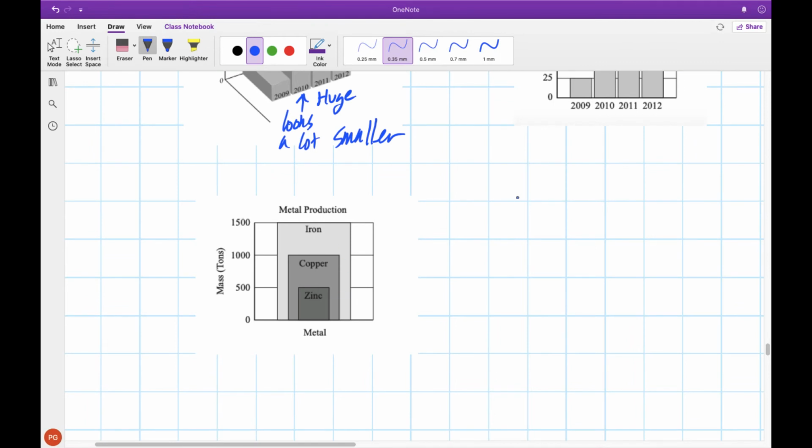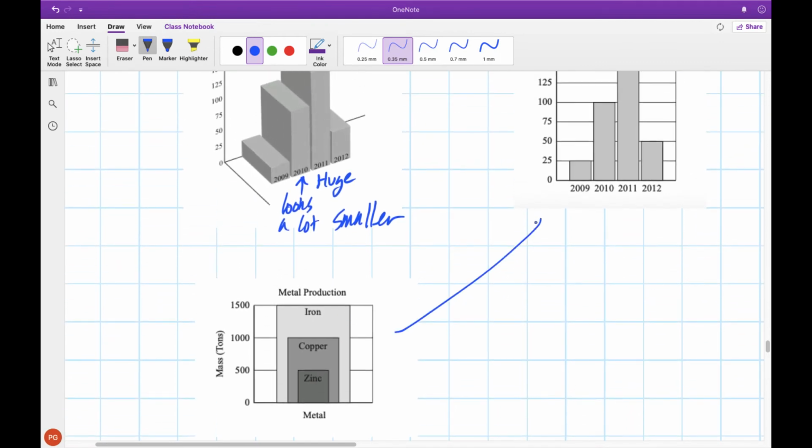Really, this should just be like a regular bar graph, like this one over here, but they've exaggerated the area by giving it width here. So even though iron is the biggest one, it looks way bigger, even though it's only 50% larger than copper. And even though zinc is a third the size of iron, it looks much, much smaller based on this diagram.